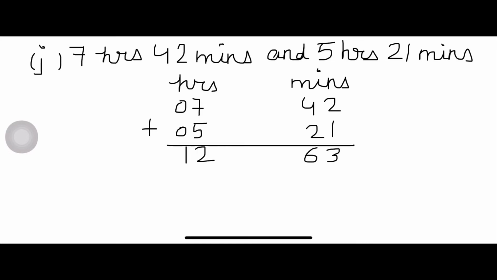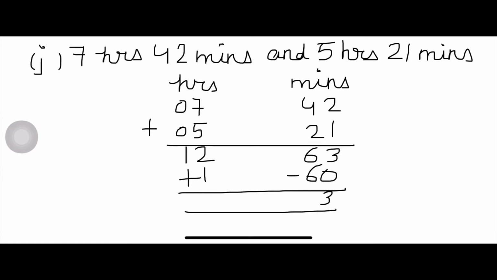is 12. So here again minutes exceeding 60, so deduct 60 and add 1 to the hours. Answer is 3 minutes and 13 hours. So write 13 hours, 3 minutes. This is the answer. Now students, I have done activity 6.